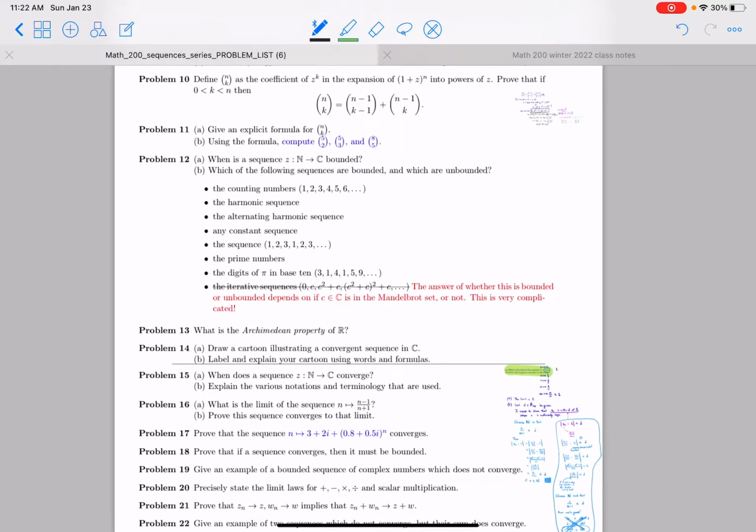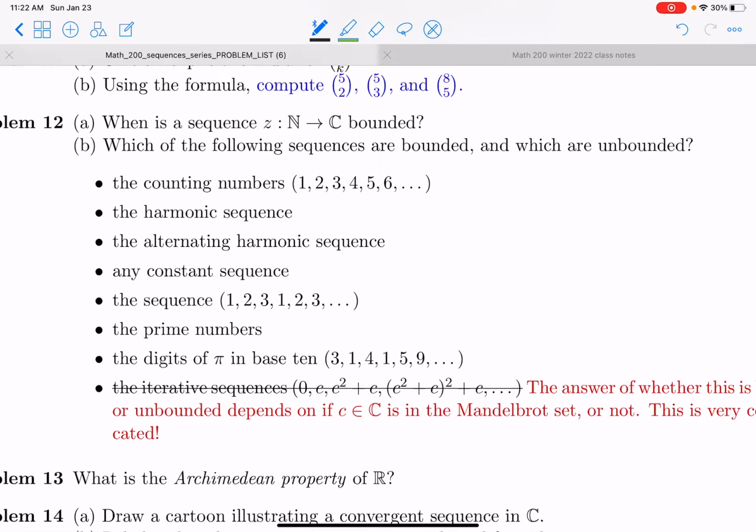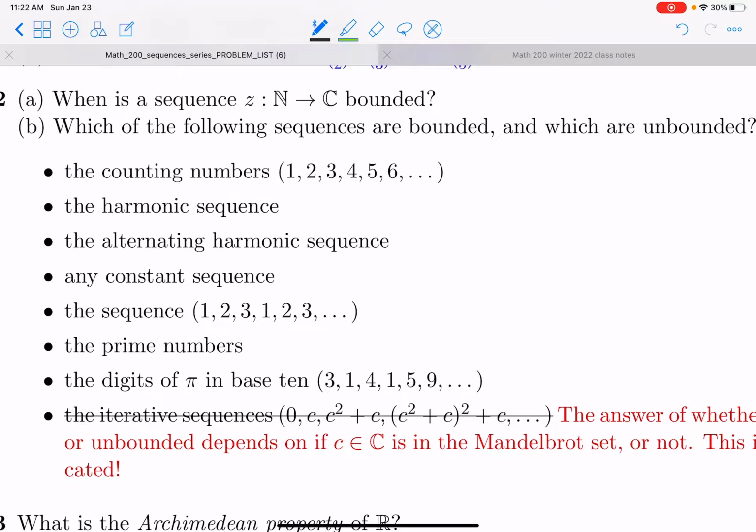Okay, hi everybody. So problem 12. When is a sequence bounded? Okay, so you just have to know that definition. It's in the book, and you should really just know it immediately.